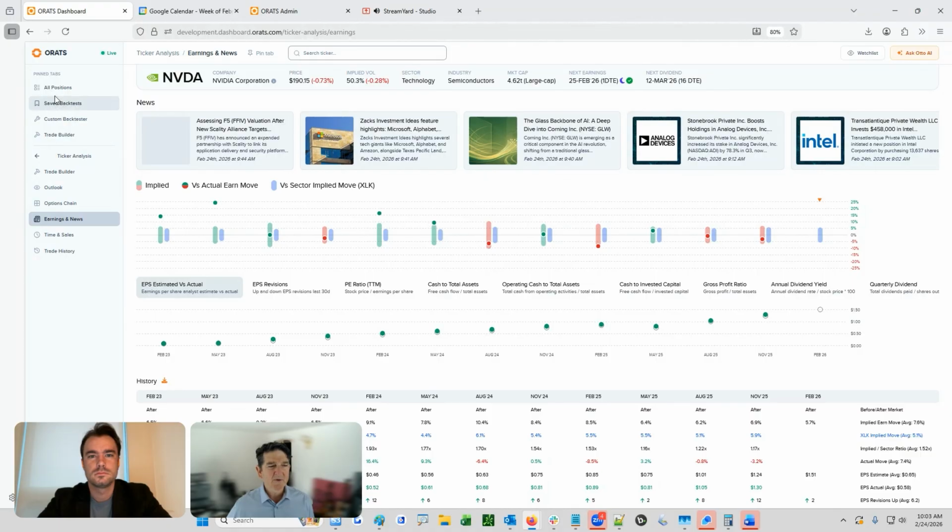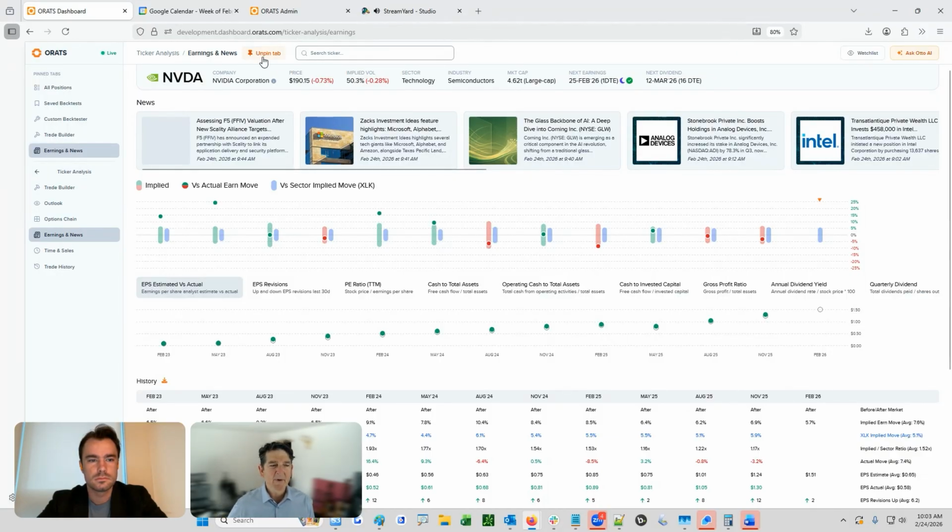I have pinned tabs, and then under ticker analysis there's earnings and news. If you go to that a lot, you could always pin this tab, and it'll go to earnings and news, and you could unpin it if you want as well.